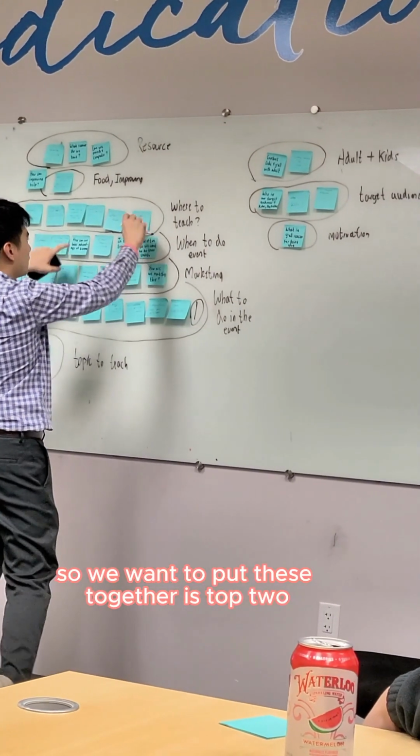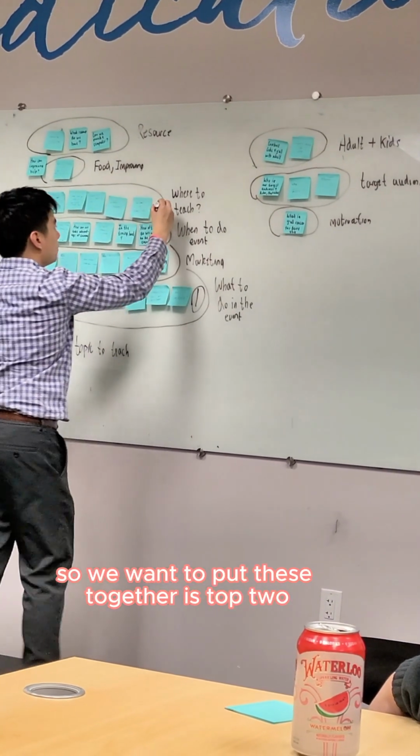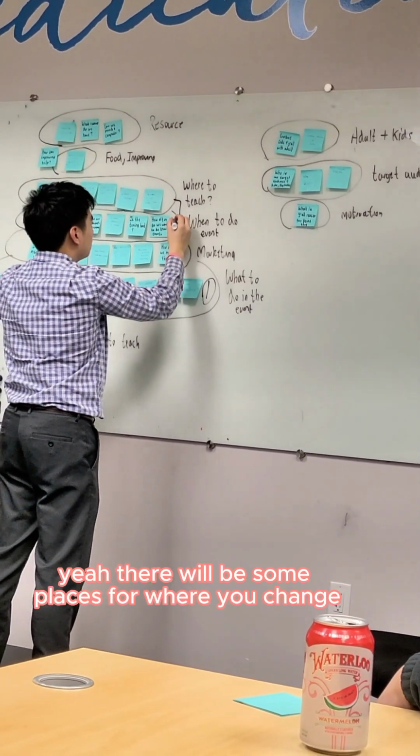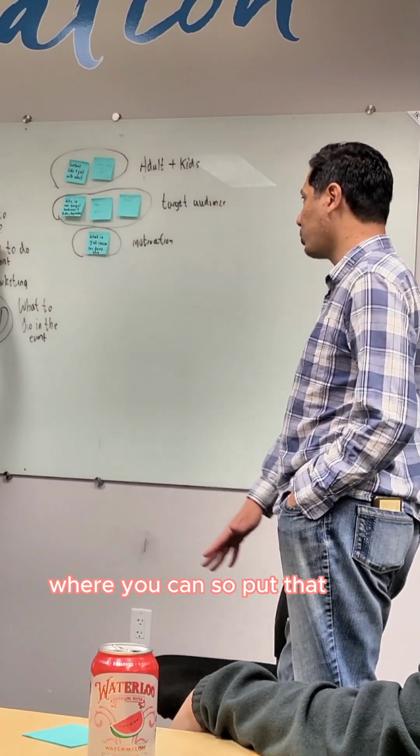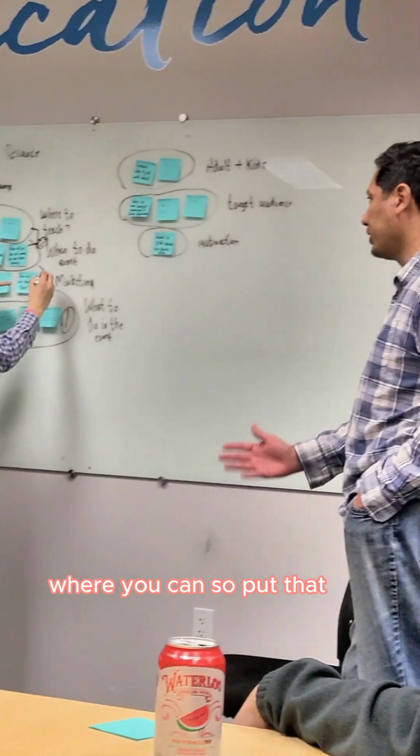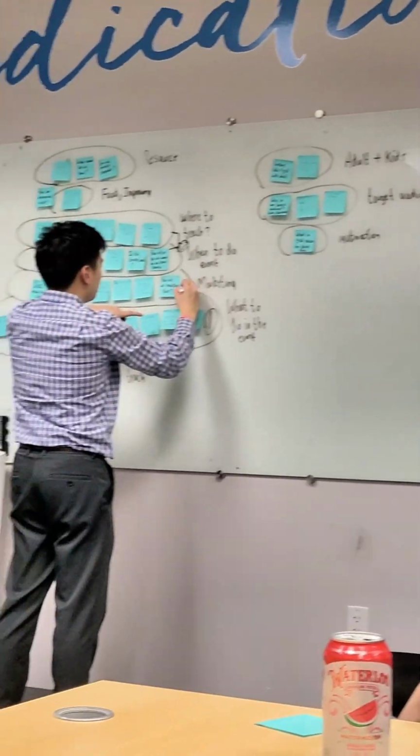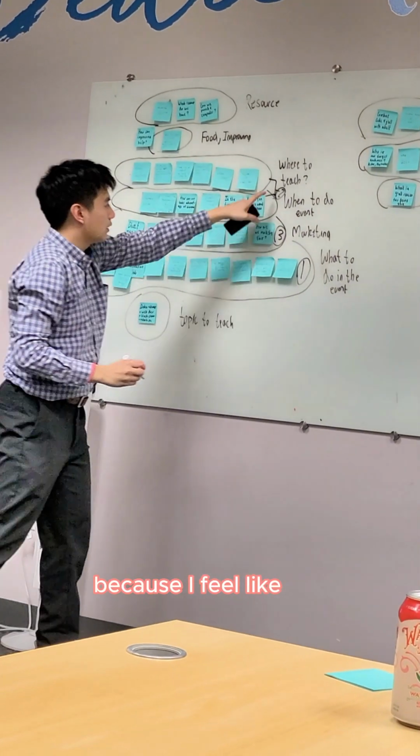So we want to put these together as a topic? As two? Yeah, I mean, there'll be some places where you change the where, you change the when. So put that as two. Where you change when, you change where. Okay, we can do that. I'll make this as three because I feel like this is the order we should talk about.